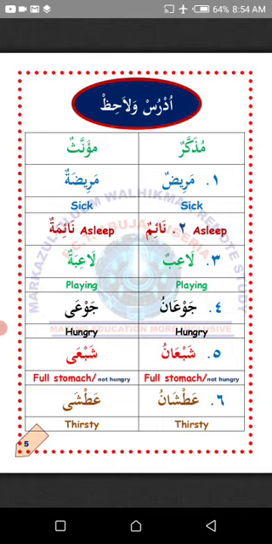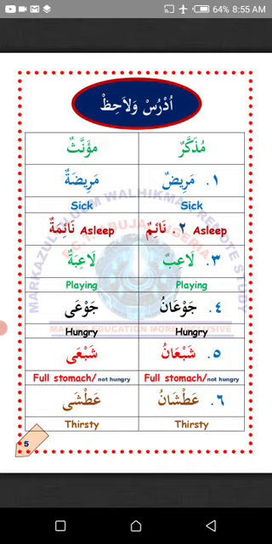Number one: Marid, sick. You can only use marid to talk about someone who is a male. Maridatun, sick. Maridatun can only be used for a female person. Number two: Naimun, asleep, to be sleeping. Naim, someone who is sleeping.